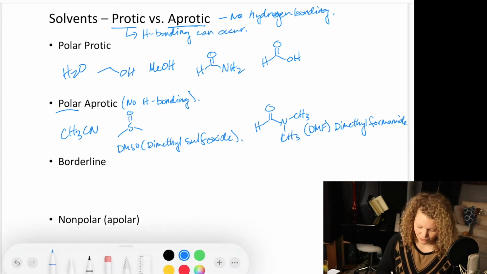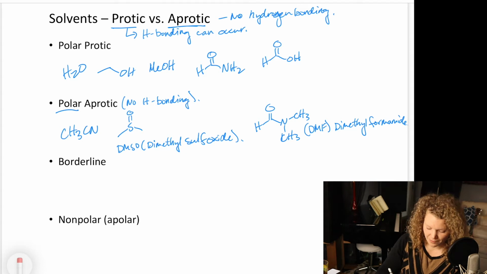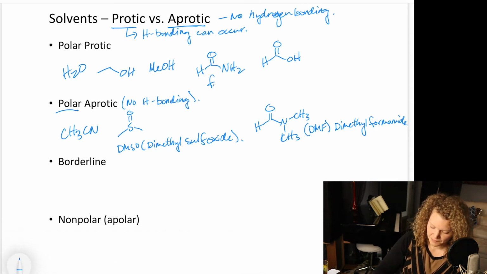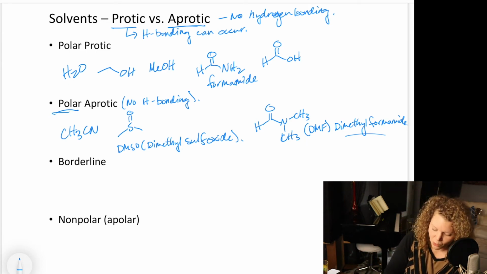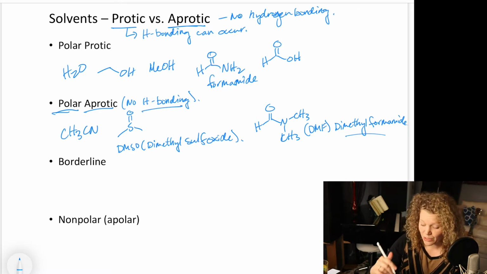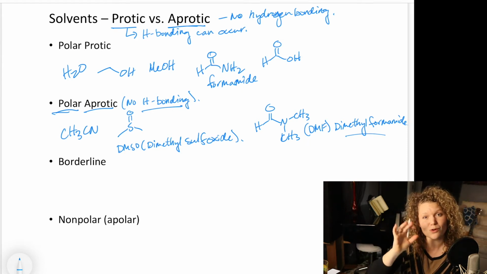I want to highlight here really quickly that the big difference between formamide here at the top and dimethyl formamide is we don't have any of those NH bonds. See how we took them away? Polar aprotic means no hydrogen bonding. So these are three really common solvents where they don't have any hydrogen bonding, but they're also polar.